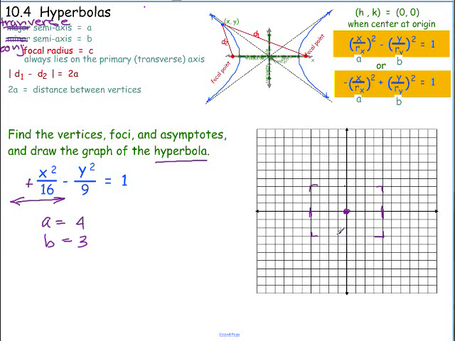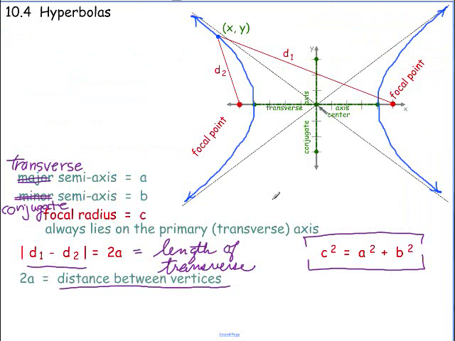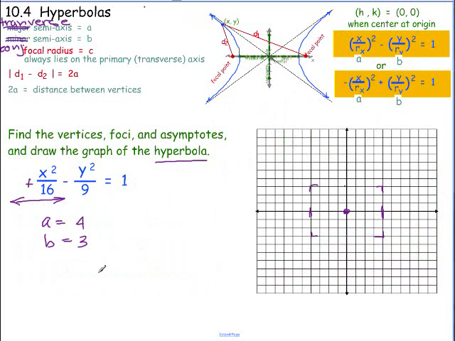The other thing I might be interested in is where my focus is. Did I not write that down? Oh, okay. Let's go back a moment. C squared equals A squared plus B squared. That's pretty straightforward. I think I can remember that. So C squared is going to equal A squared, which is 16, plus B squared, which is 9. So my C is equal to 5.